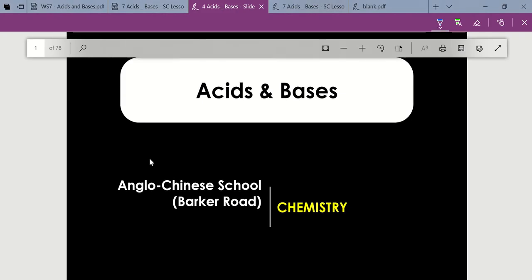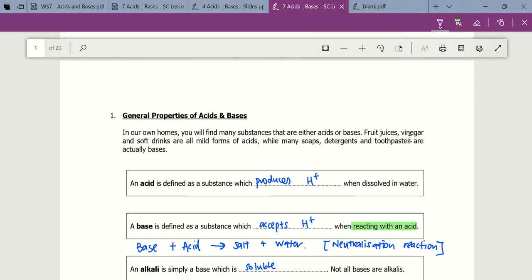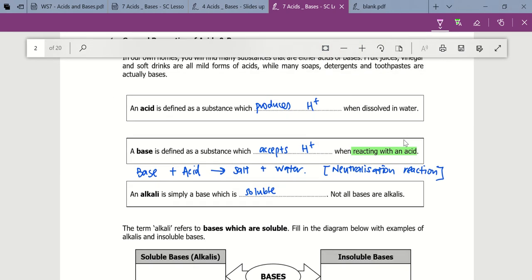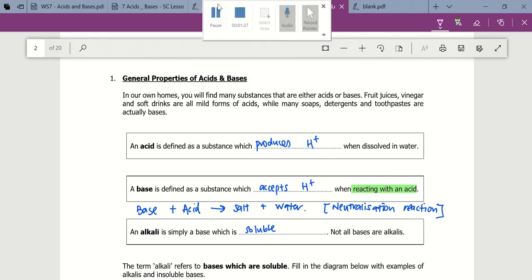If you look into the slides that have been uploaded to you, and also take reference from the theory book, you will need to open up your theory book to page 84 onwards. Okay, so let's get started.